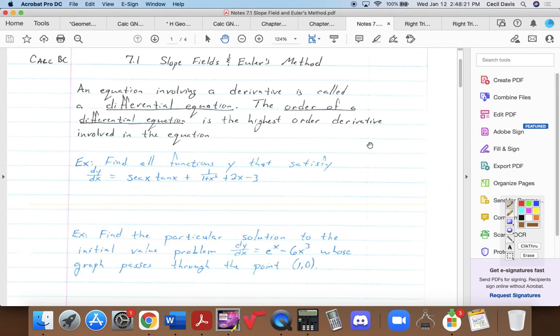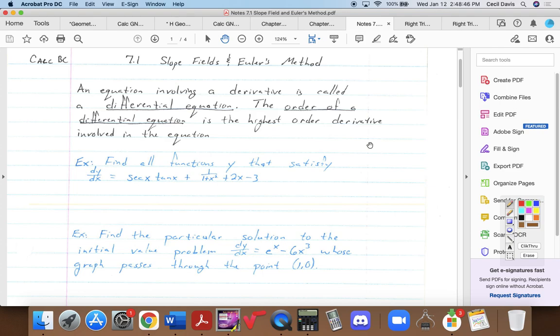So today we're going to start section 7.1 on slope fields and Euler's method. We will not get to Euler's method today, nor did I intend to. In order to understand slope fields, first you have to understand something called differential equations. Any equation that has a derivative in it is a differential equation. We will do a very little bit of that.